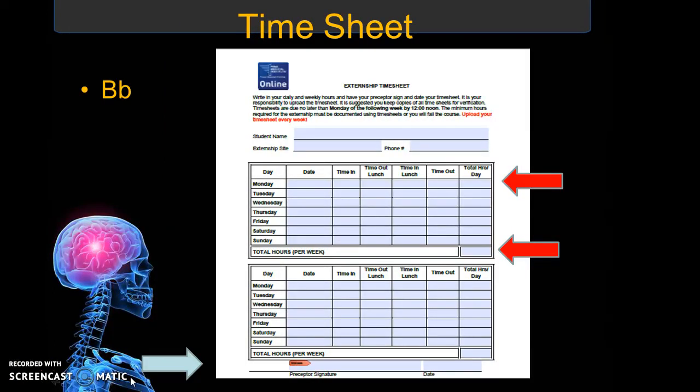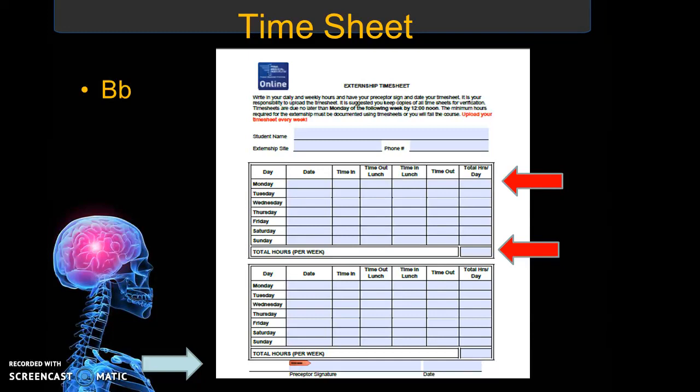All right. So your timesheet. Now this is one of your weekly sheets that you will have to turn in. So a couple of things. You must take at least 30 minutes for lunch every day. Period. If you don't put it on there, I will deduct it for you. Your meal break does not count toward your clinical time.